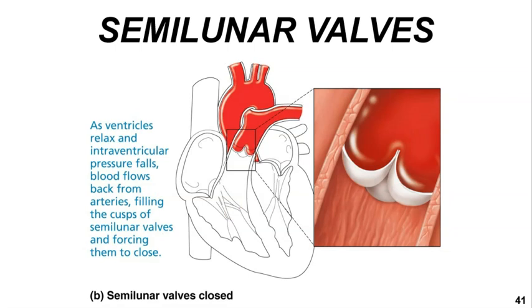As the ventricles relax and the intraventricular pressure falls, blood is going to flow back from the arteries, fill the cusps of these semilunar valves, and force them to close. And so this will cause those valves to close before really any major volume of blood is able to backflow back into the ventricles.